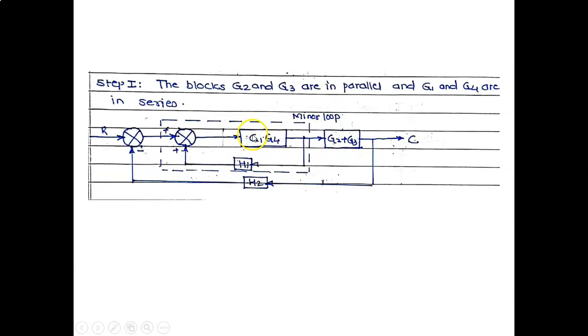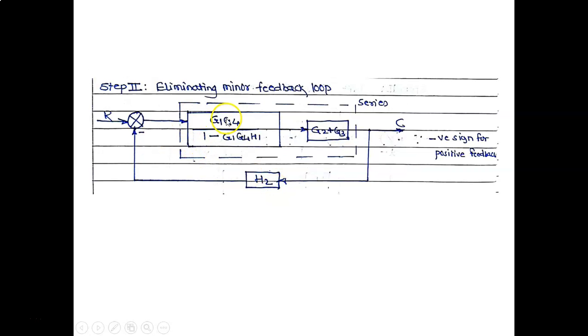Therefore, G1, G4 divided by 1 minus G1, G4, H1. Because that minus sign is due to this positive sign. Therefore, this minor feedback loop is reduced to 1 block, having the value G1, G4 divided by 1 minus G1, G4, H1. And again, this G2 plus G3, same block will remain as it is. This summing point will also remain as it is. This H2 block will also remain as it is. Negative sign for positive feedback. Whenever positive feedback is there, we have to use negative sign. This 1 minus G1, G4, H1.